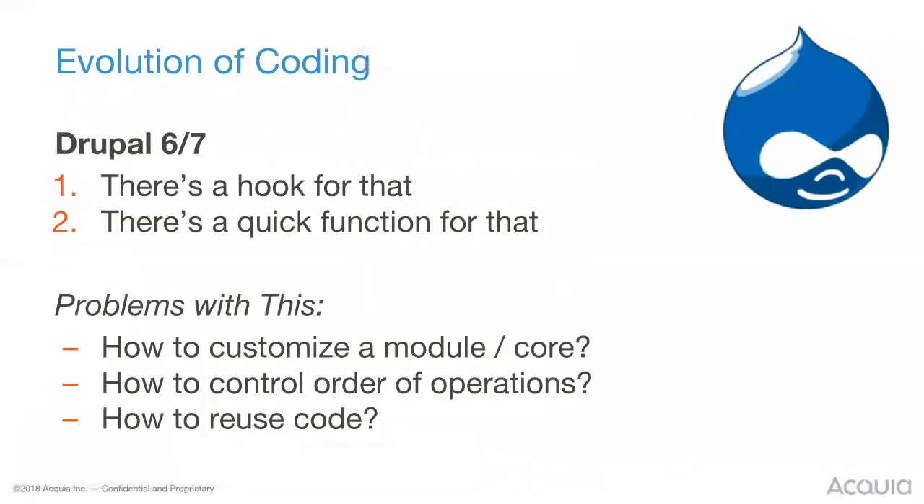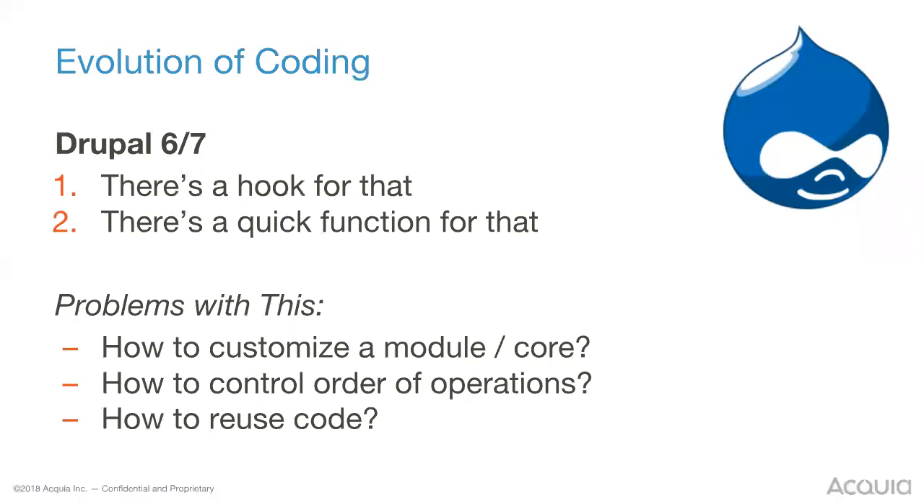So let's talk a little bit about the evolution of coding from Drupal 6 and Drupal 7 to Drupal 8. So if you're writing PHP in an older version of Drupal, I would say 99% of the time, if you're trying to do anything, there's probably a hook for that. You want to define something, there's an info hook for that. You want to alter something, there's an alter hook for that.